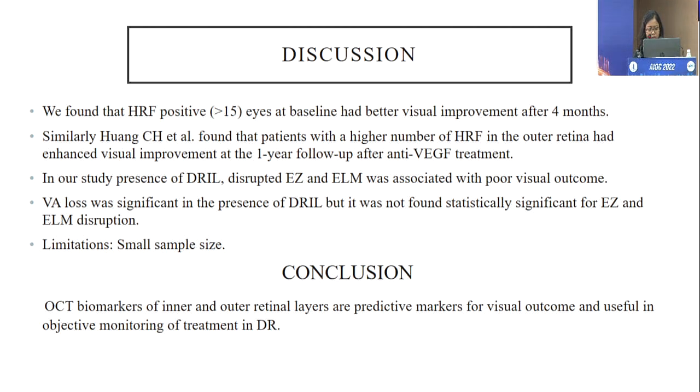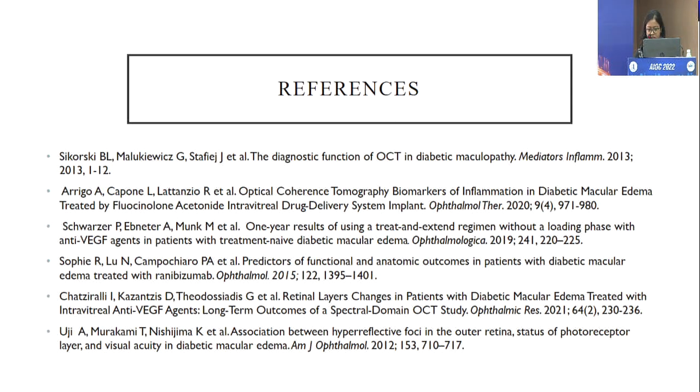So we can conclude that OCT biomarkers of the inner and outer retinal layers are predictive markers for visual outcome and useful in objective monitoring of the treatment of diabetic retinopathy. Limitations of my study are small sample size and limited duration. These are my references. Thank you.